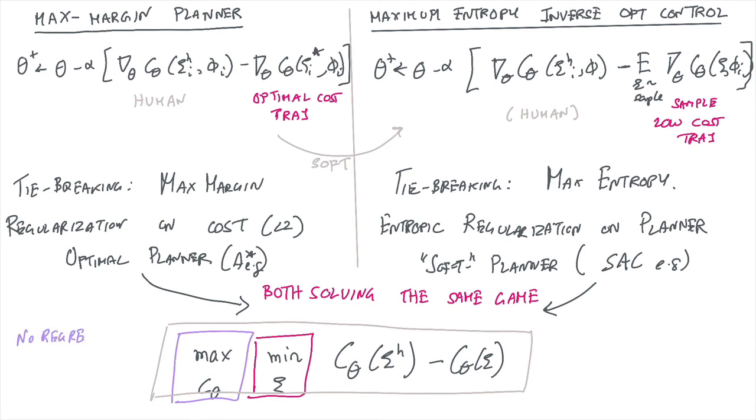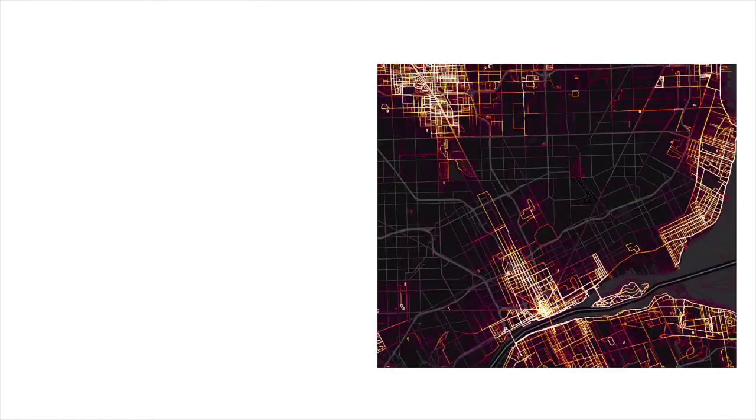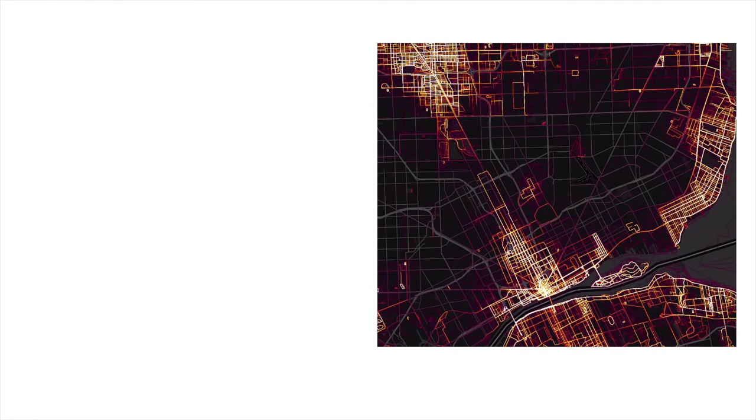So max margin, from this perspective, is playing no regret with the outer player and best response on the inner player. And maxent is playing no regret on the outer player and an entropic regularization best response on the inner player. And in fact, the performance of both of these algorithms can be explained purely from this game theoretic viewpoint that we'll explore in future lectures.